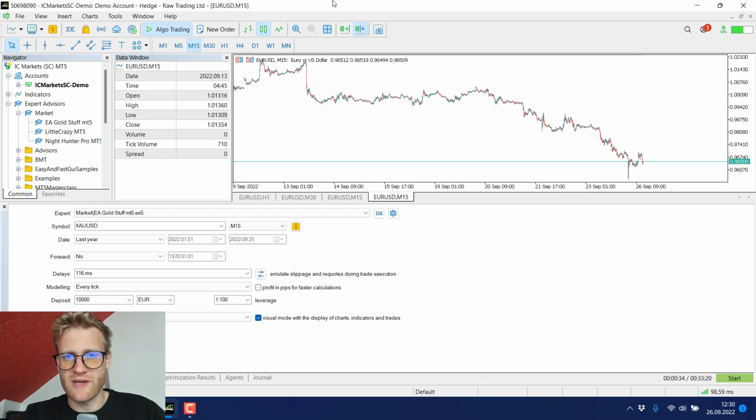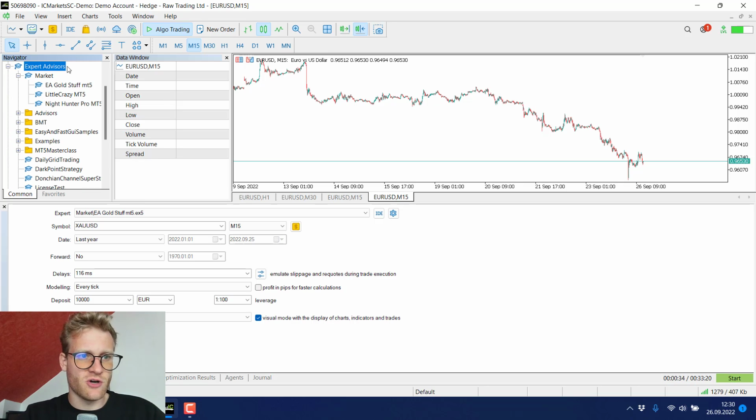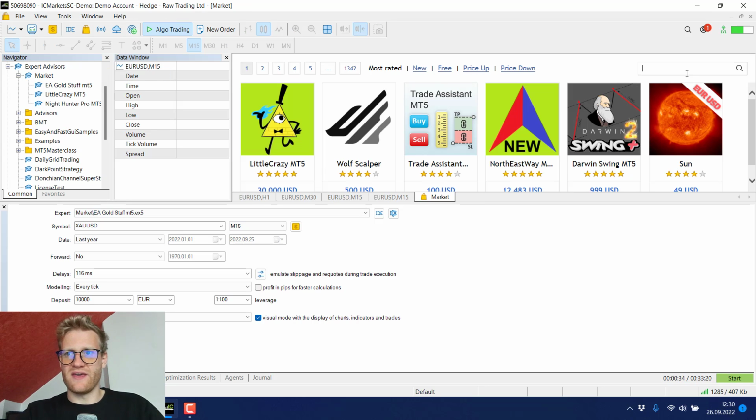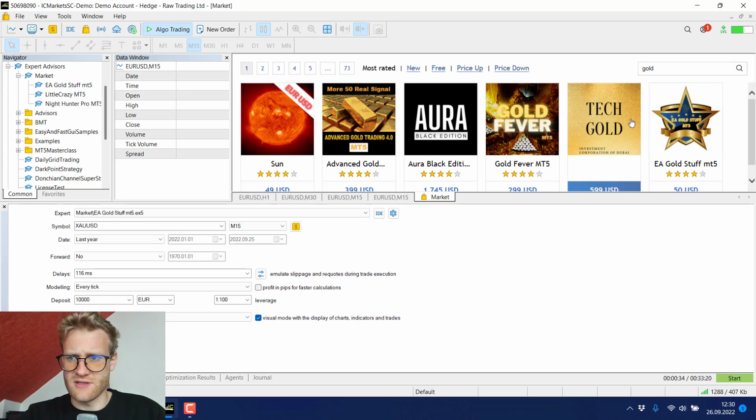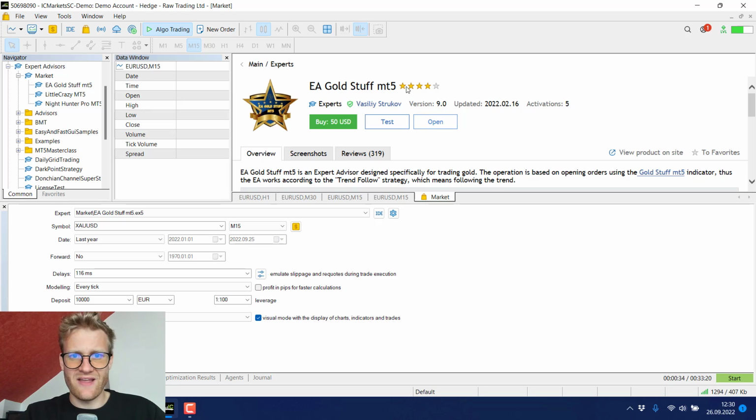First of all, if you do not have this expert advisor and want to test it on your own PC, you can go to the navigator in MetaTrader 5, which you can open by clicking on View Navigator. And then you can go to Expert Advisors, right-click, click Buy from Market, and then you can search for this gold stuff indicator here, just like this. And then you can click on it, and then you can say download demo.